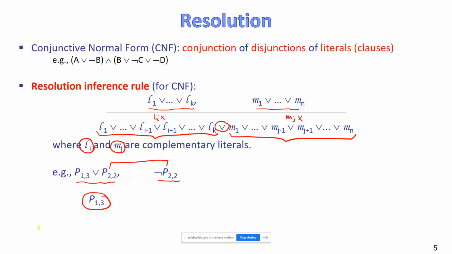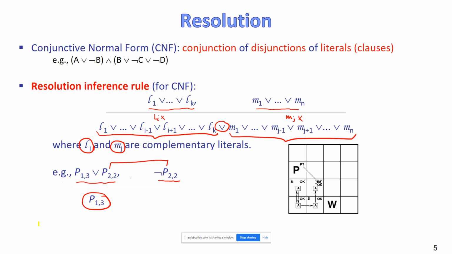Now let's see this in a real scenario. Not of course real, but in the Wumpus example, in the Wumpus world. Let's say that this of course has meaning in the Wumpus world. So P13 or P22, that means that we have a pit here.